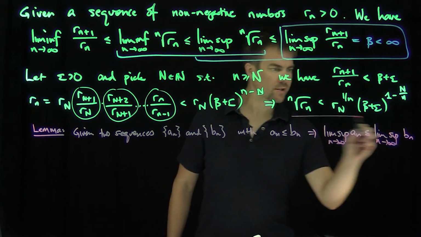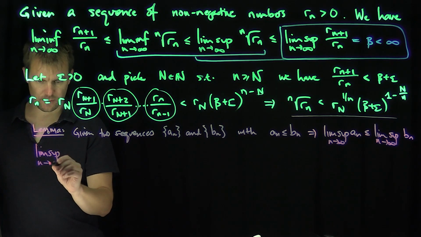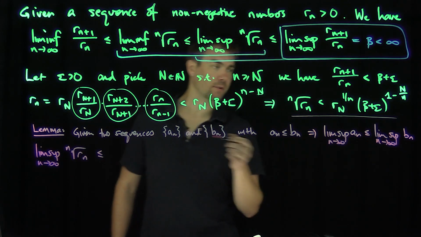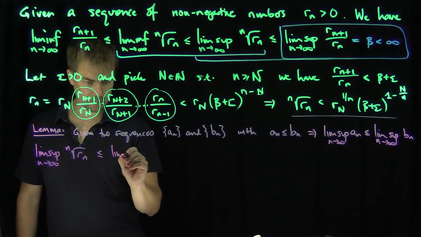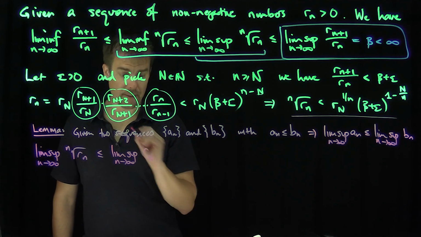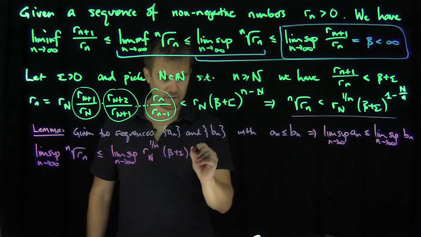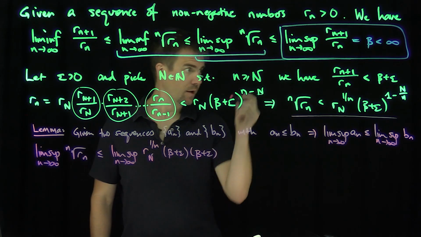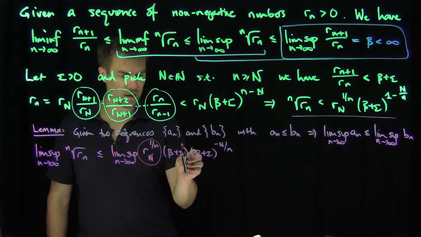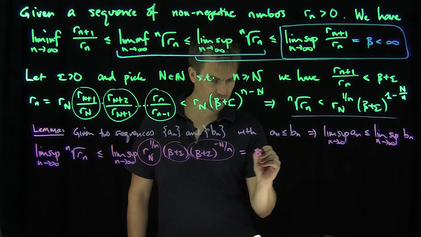And so now if I take the limsup of this inequality, what do we get? We get the limsup as n goes to infinity of the nth root of R_n is less than or equal to, because we have to put an equal sign if it's strict, the limsup as n goes to infinity of R_N capital, that's a fixed number, to the 1 over n, and then beta plus epsilon. I get 1, beta plus epsilon, and then a beta plus epsilon to the negative N over n, and N capital is again fixed, right? So now as n goes to infinity, this quantity goes to 1, this quantity stays put, and this quantity goes to 1, so this is equal to beta plus epsilon.